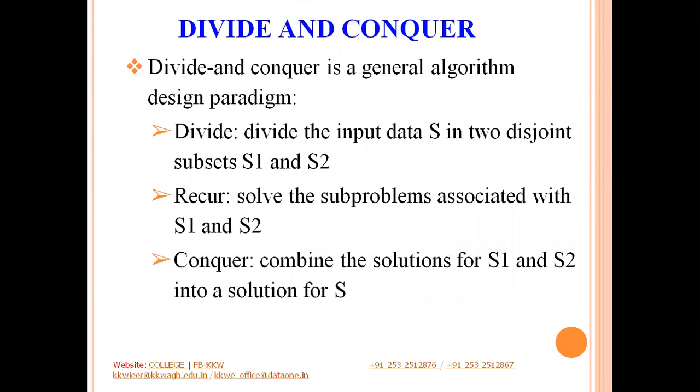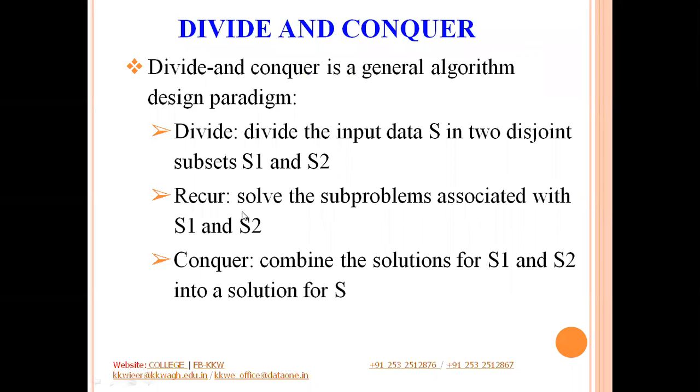Before we directly jump on to the algorithm of merge sort, let us quickly summarize the general divide and conquer strategy. This is a general design paradigm of any algorithm that follows a divide and conquer approach. The first step is to divide. Divide what? Divide the given input S into two disjoint subsets, S1 and S2. The next step is recur. Recur means we are going to solve each of the subproblems, that is, we solve S1 and we solve S2.